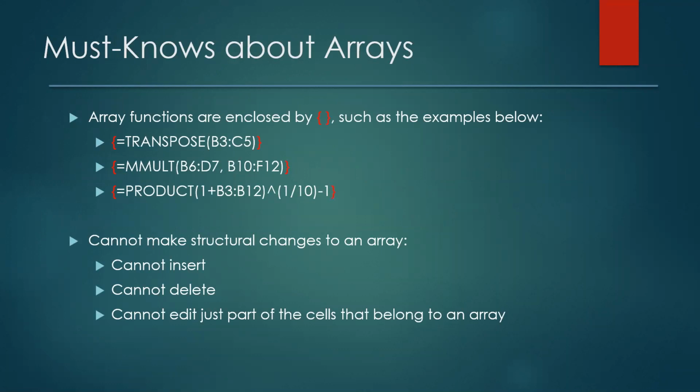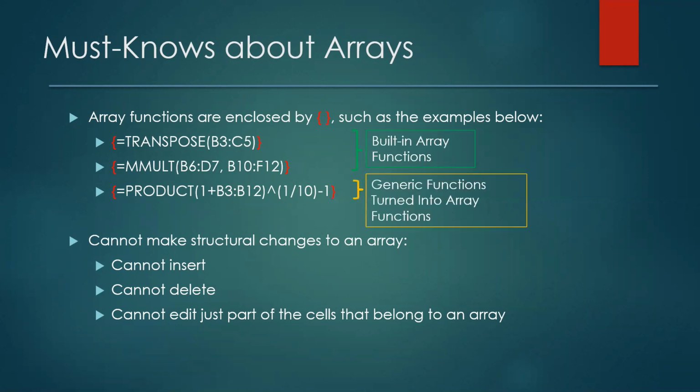Here are some examples of array functions in Excel. Note that all the array functions in Excel are enclosed by what I call the curly brackets. If you don't see the curly brackets in the active cell in Excel, that means you didn't compute an array function correctly. Broadly speaking, there are two different types of array functions, built-in arrays and generic arrays.